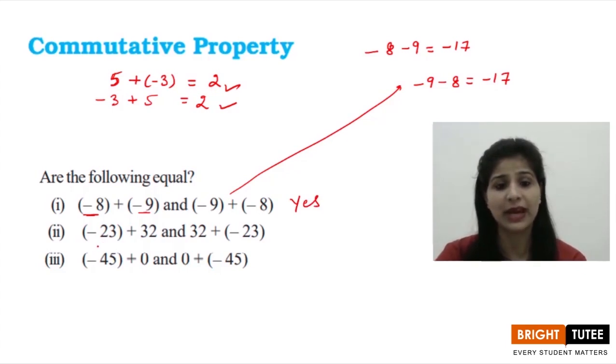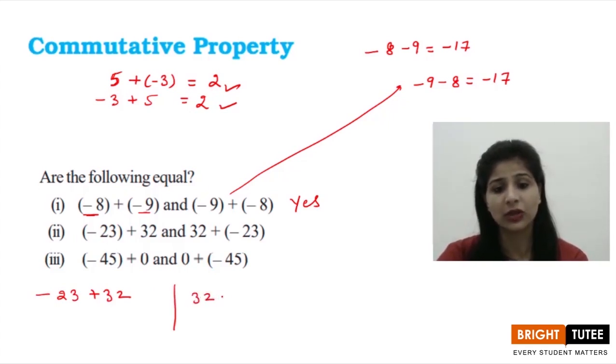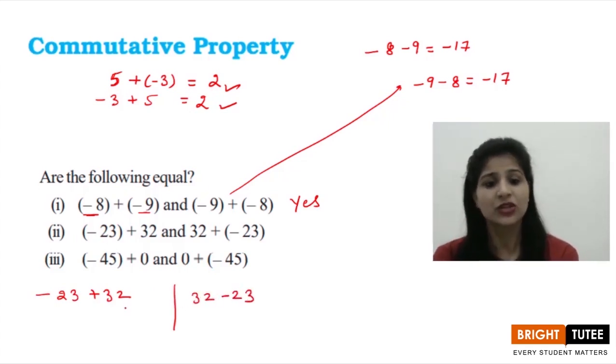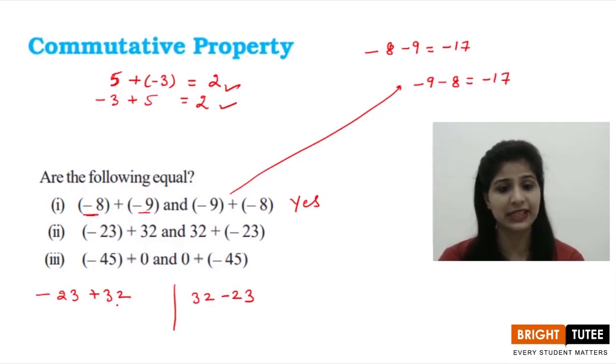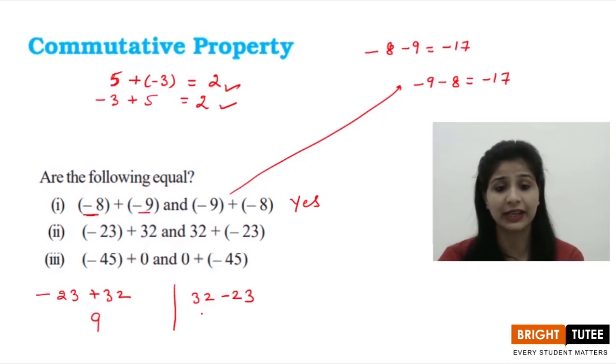What about this one? Minus 23. Let's try out here. Minus 23 and plus 32, also 32 minus 23. So we see 32 is of plus and is greater, so the sign will be of the greater number. From 32, you are going to subtract 23. How much will be left? Think about it. We have minus 23 and plus 32, so we will be left with 9, here also 9. So yes, they are equal.